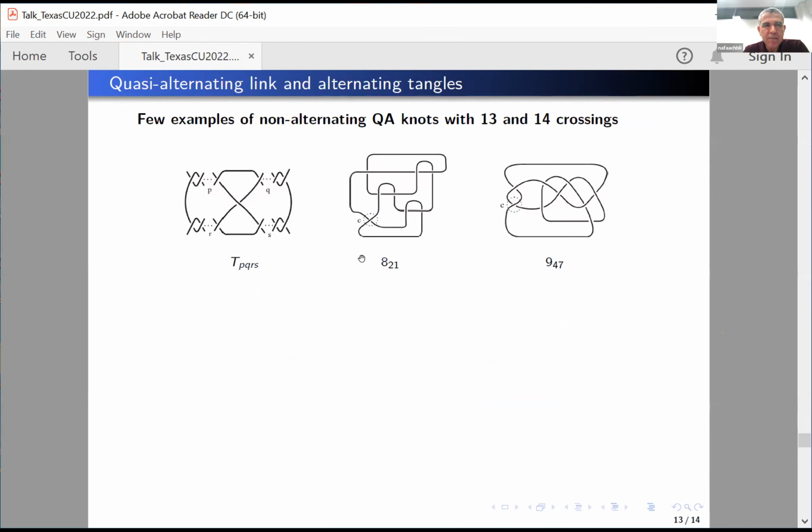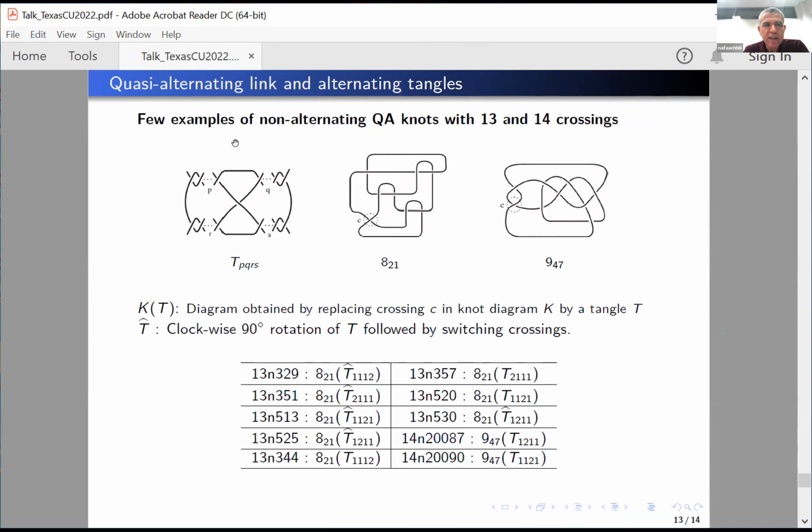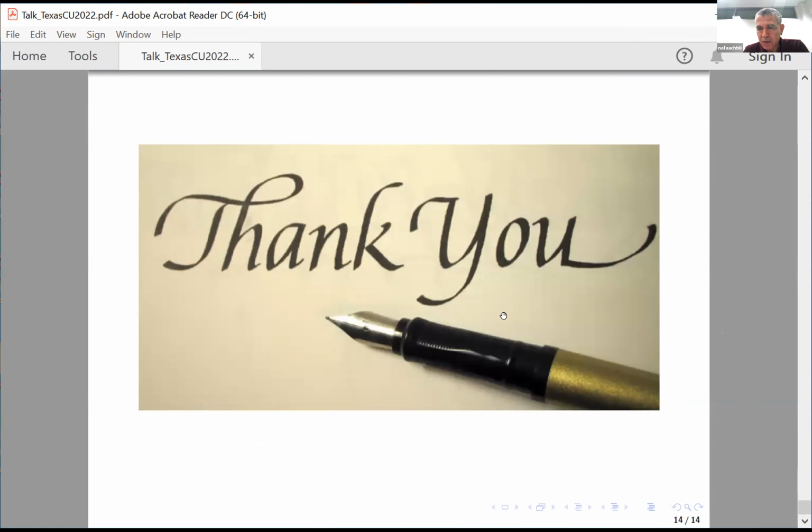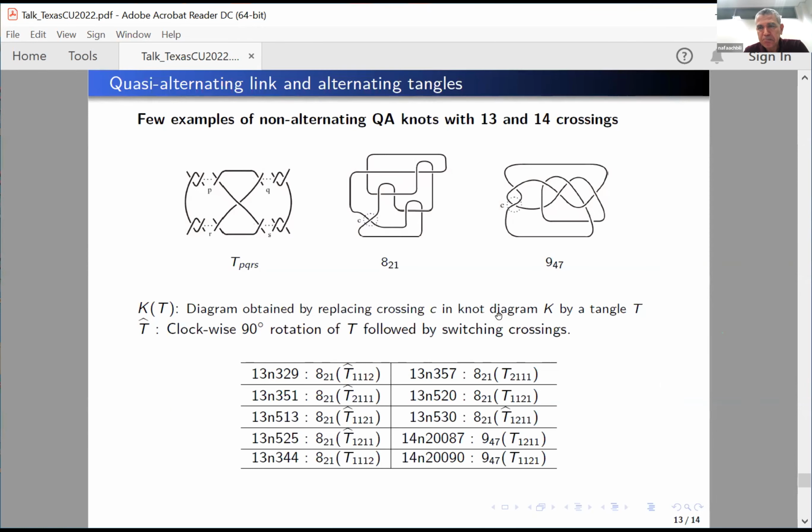So we have a few examples here. So for instance, if I start from the knots 8_20 and 8_21, and I plug in these kinds of tangles, which are non-algebraic, I can form many new examples of quasi-alternating knots and links. So that's all I have to say today, and thank you very much for your attention. I think I'm on time.